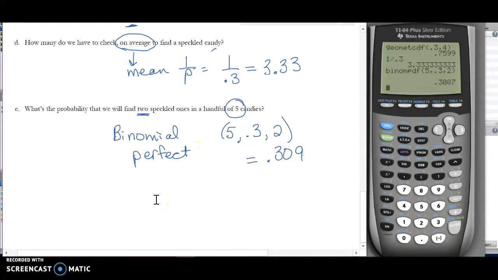Let's see if there's any more examples. So those are all the examples today. We will do more of these, and you'll have some packets with more examples and more videos to help you. The big thing to remember is whether it's geometric or binomial, and then whether it's perfect or cumulative.